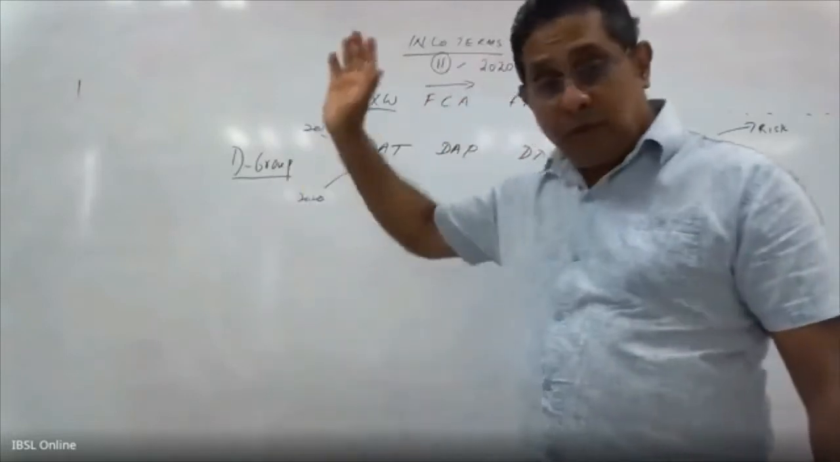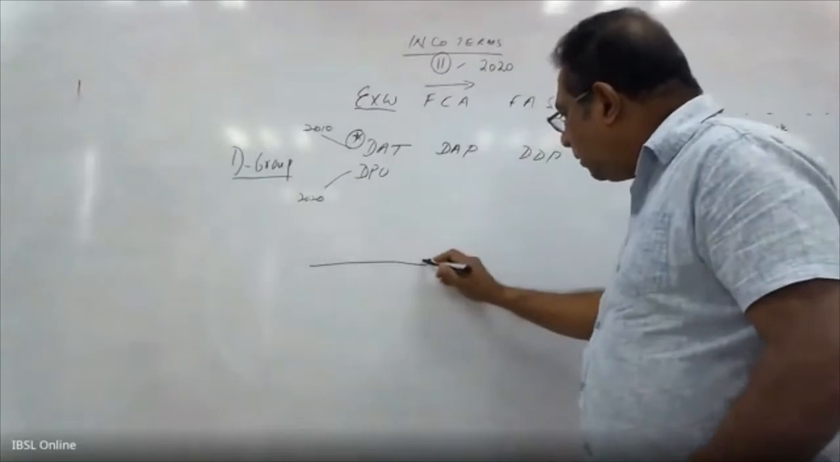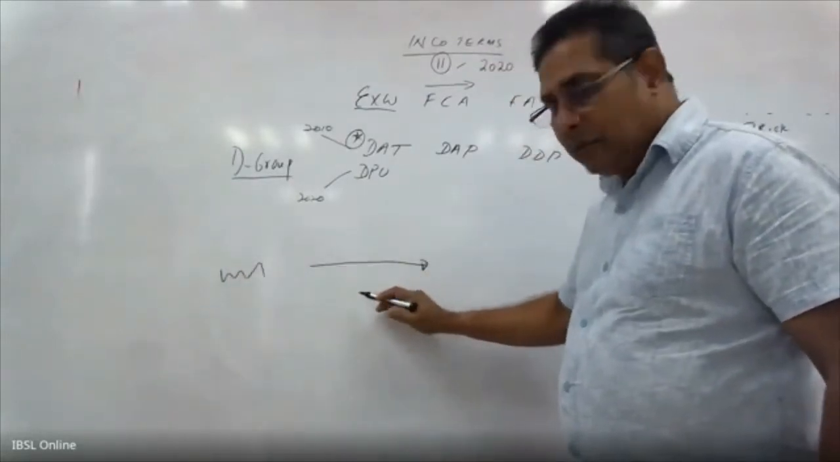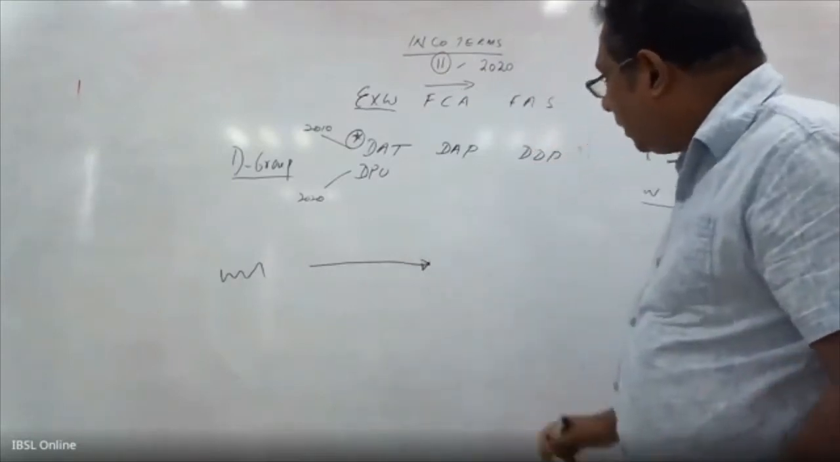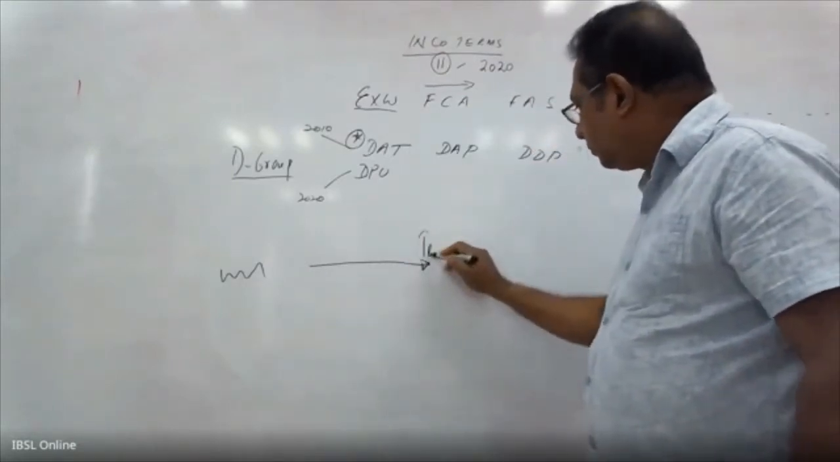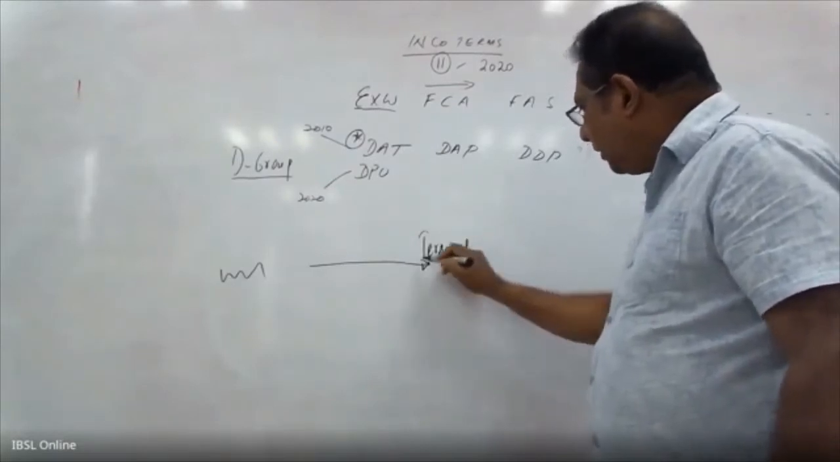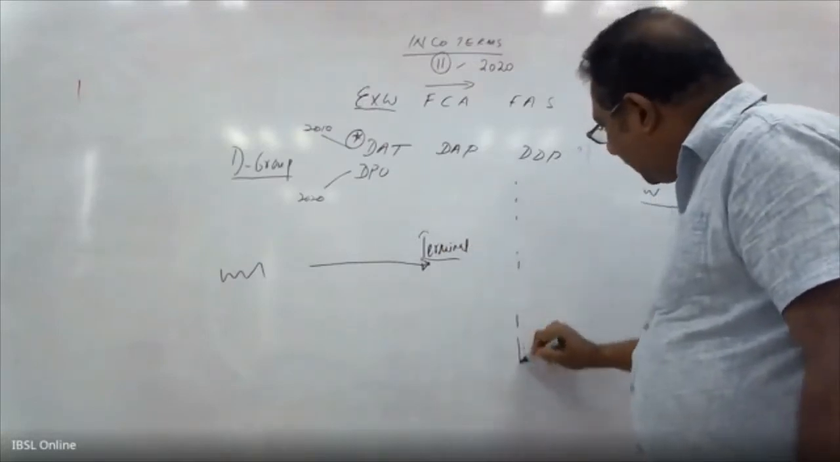He has to do the export clearance also. So he is bringing the goods along. He has passed the sea, now it's land. Now here it's a terminal. That's the terminus point. This dotted customs.